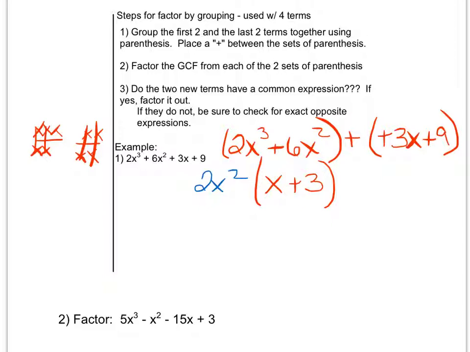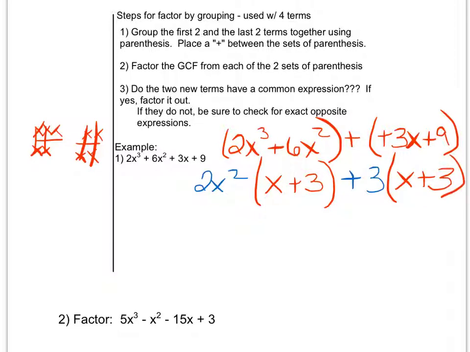So the first thing I'm going to do is drop down my plus sign and ask myself, what can 3x and 9 both be divided by? Well, they can both be divided by 3, so I'm going to pull that to the front and ask myself, now what's left in my parentheses? Well, 3x divided by 3 leaves me with an x. 9 divided by 3 leaves me with 3.